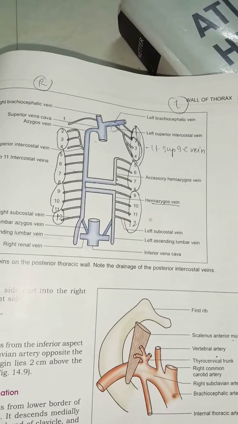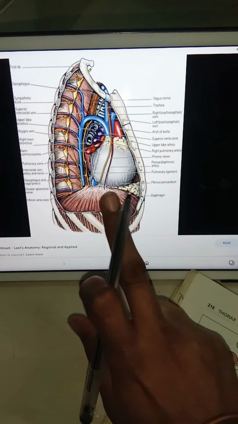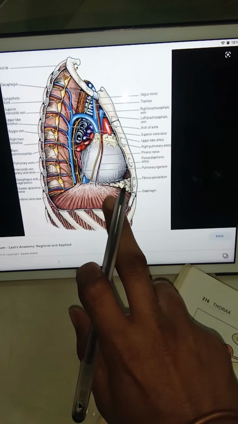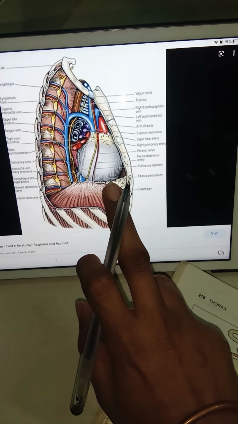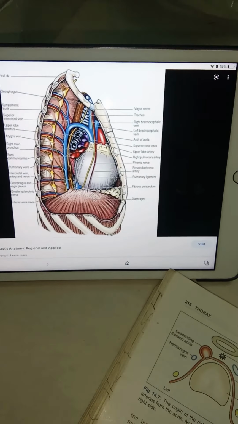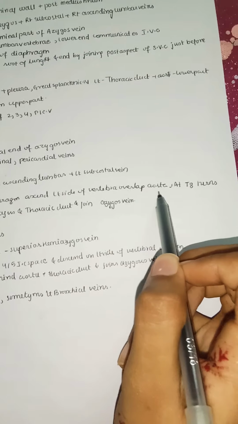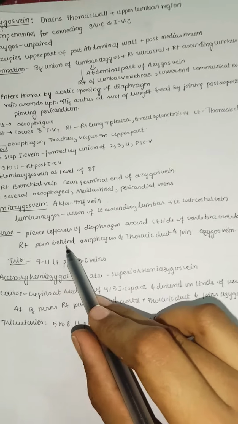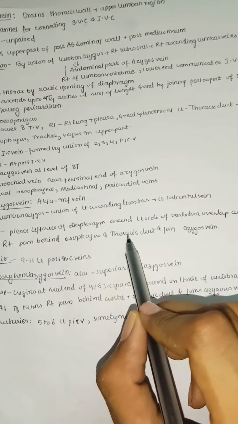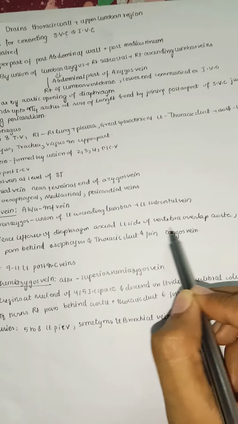So its course is it pierces the left crus of diaphragm. So actually diaphragm has a crus, a right crus and left crus. On the left, the hemiazygous vein pierces the left crus of the diaphragm, and you can see it ascends on the left side of vertebra and overlaps the aorta, and especially at T8 it turns to the right side and passes behind the esophagus and thoracic duct and finally joins the azygous vein.